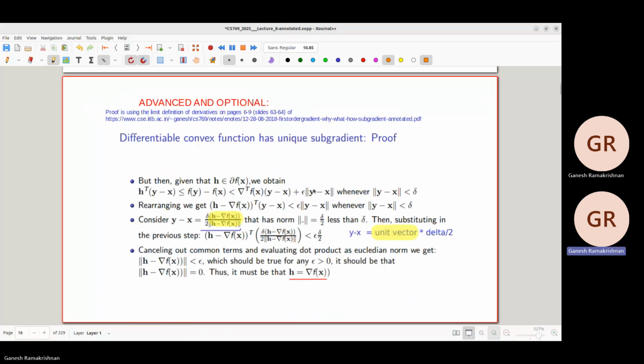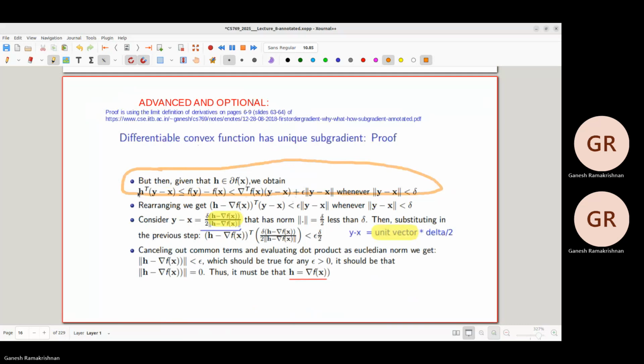So we do some rearrangement, right? Sorry, what have I done here? I've said that given that H is in the subdifferential, you will have this inequality: H transpose (y minus x) is less than or equal to f of y minus f of x, which I know is less than or equal to the gradient transpose, right? That's the definition from the previous slide. So H's definition has now been tied with the properties of the definition of directional derivative.